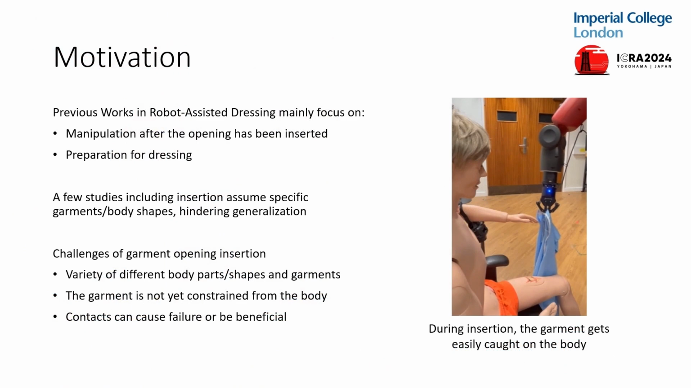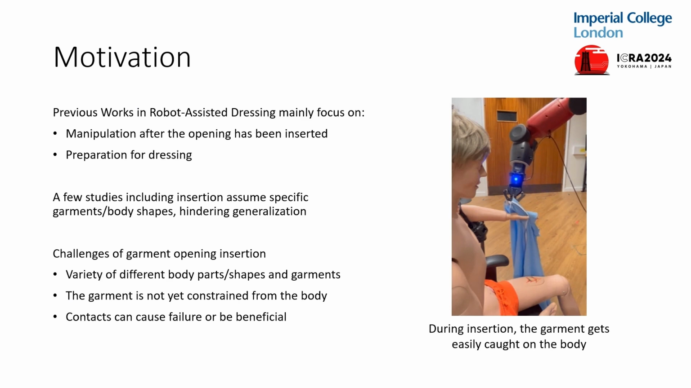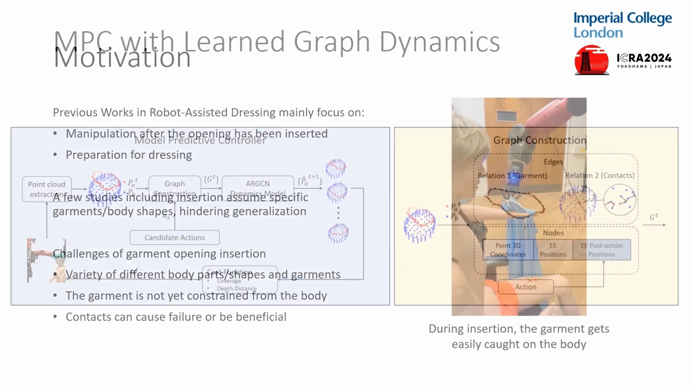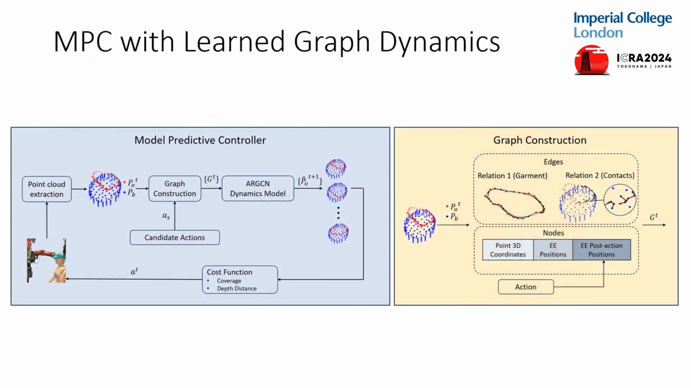In this work, we studied the problem of garment opening insertion for robot-assisted dressing. During the insertion stage of dressing, the contacts between the garment and the body are particularly important, and in many cases robots have to take advantage of them to complete the task. To this end, we propose a model predictive controller with a learned graph-based dynamics model.